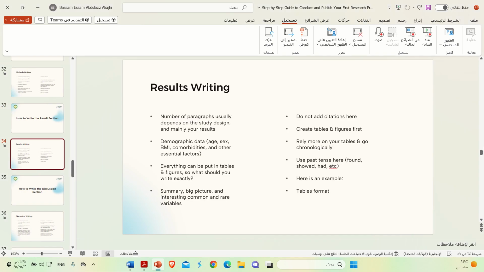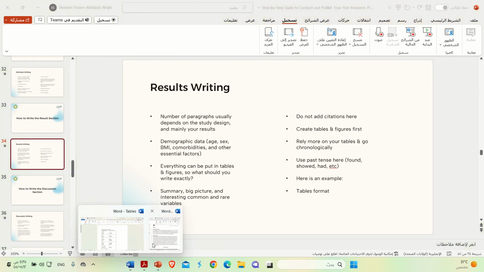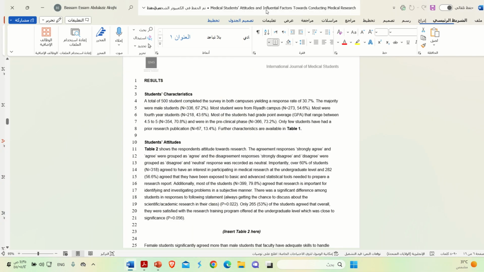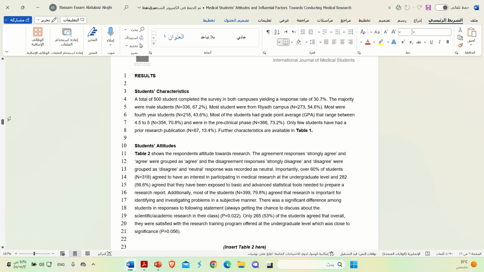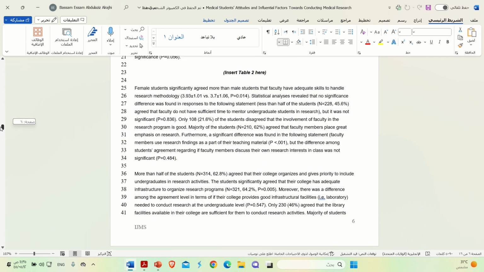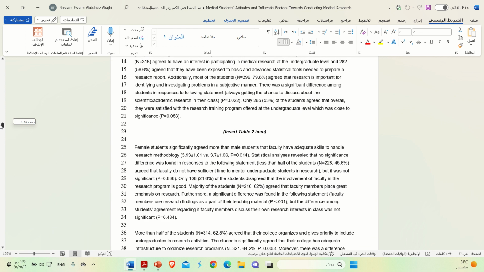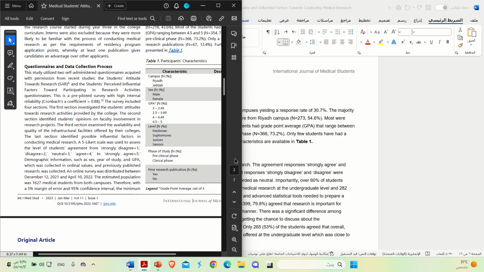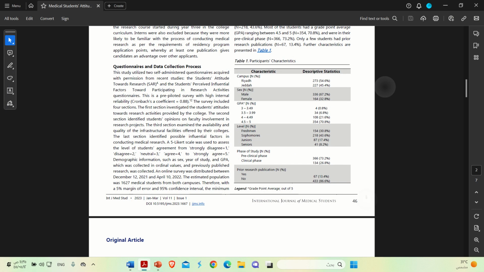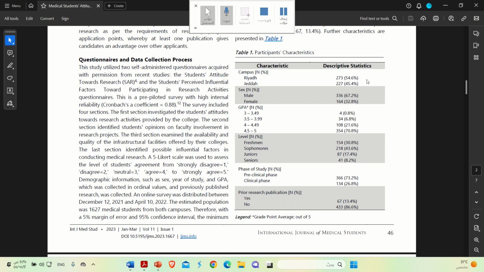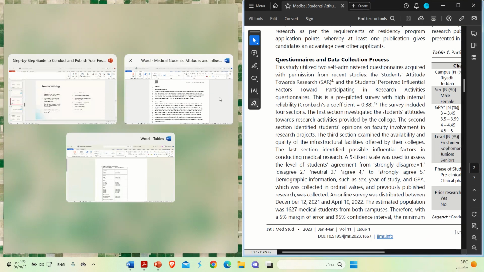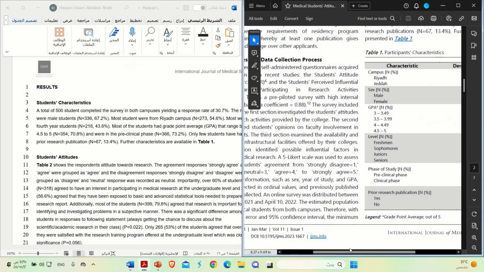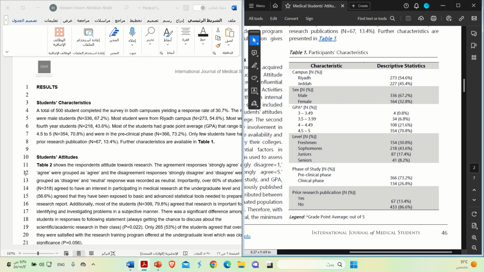So here's an example. So here, as you can see, I've had approximately 3, 4, 5 paragraphs in total. So let's show you the tables that were published and how they correlate with the result section that I've wrote. So in the first paragraph, I talked about the table 1. So table 1 is participants' characteristic.